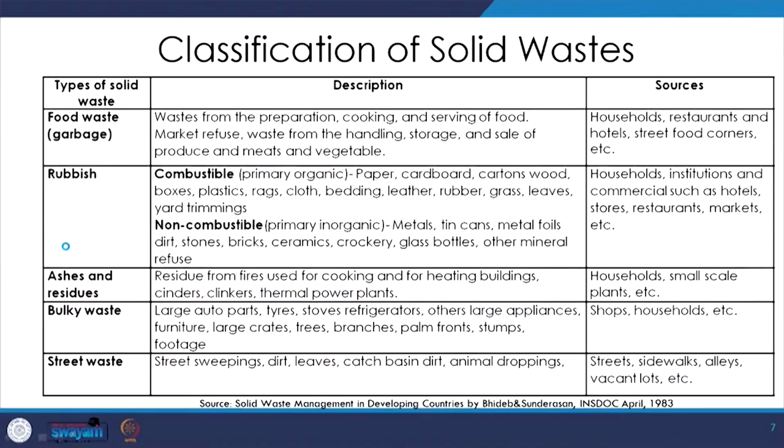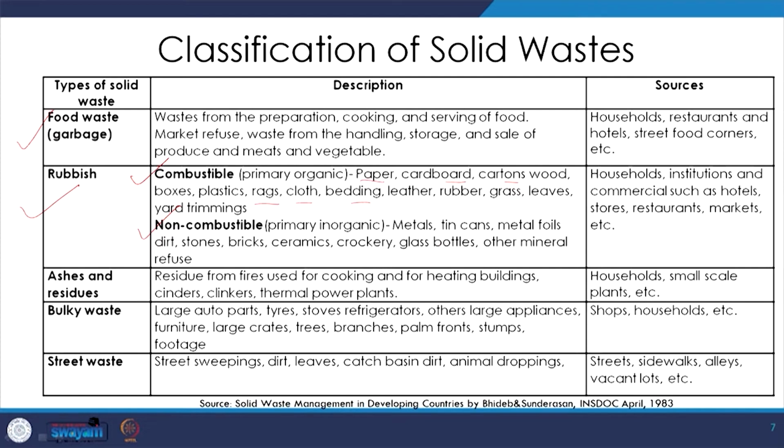If we look at the classification of solid waste as per a report, Solid Waste Management in Developing Countries, we can see different types of waste. There is food waste, and there is rubbish. As part of that, we have two types: combustible rubbish and non-combustible rubbish. Combustible rubbish includes paper, cardboards, cartons, rags and cloth, bedding, leather, rubber, grass, garden trimmings, etc.